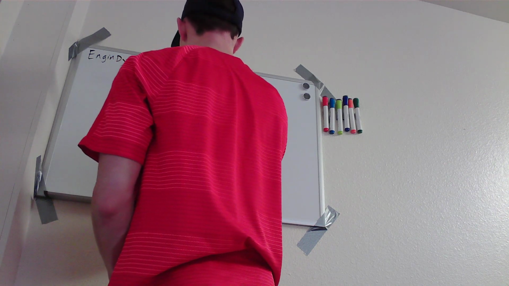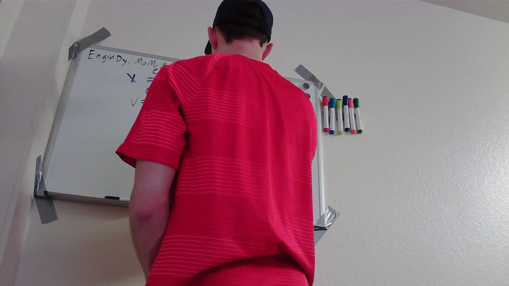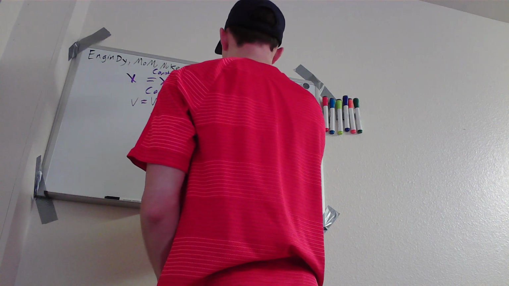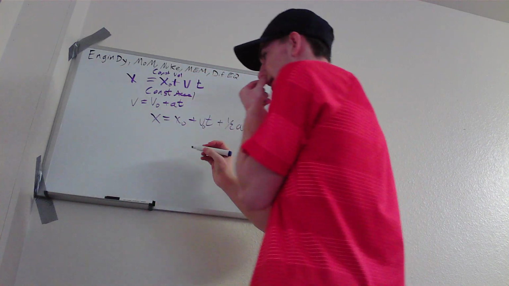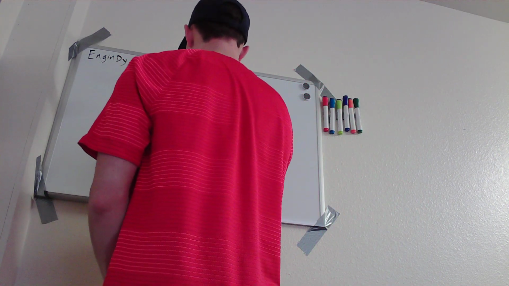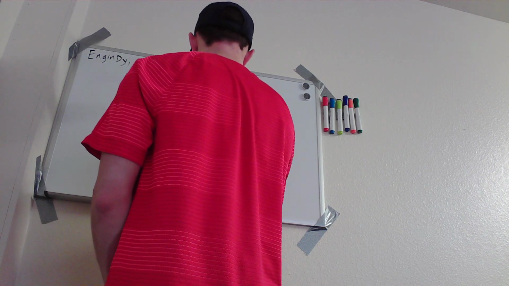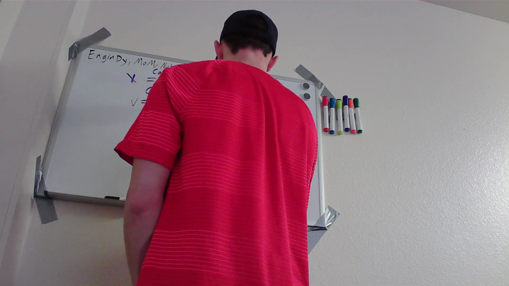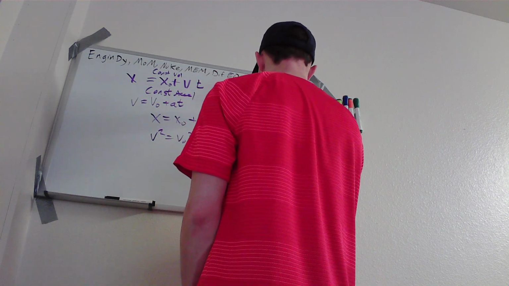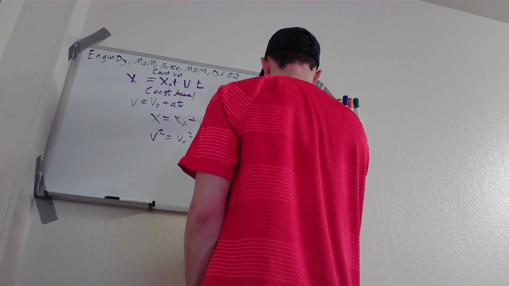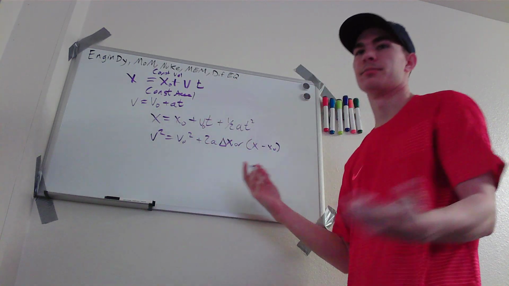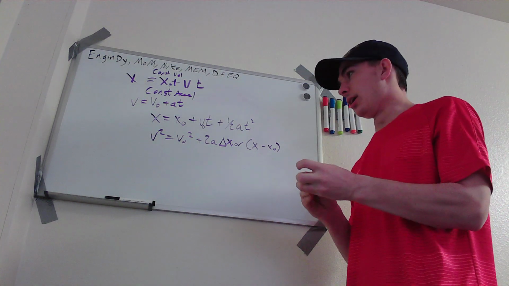And then you will have two more equations that are very important for helping with this. The first one is going to be x equals x naught plus v naught t plus 1/2 at squared. And then the other one is going to be v squared equals v naught squared plus 2a times the change in x, x minus x naught. This is the change in x, delta x.